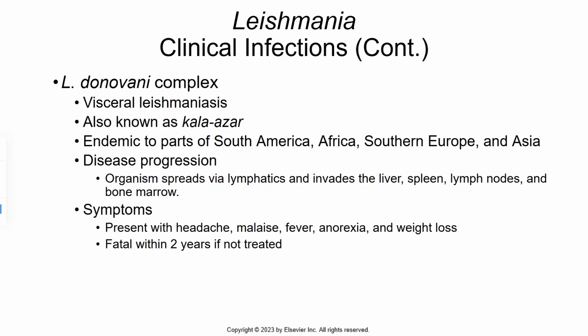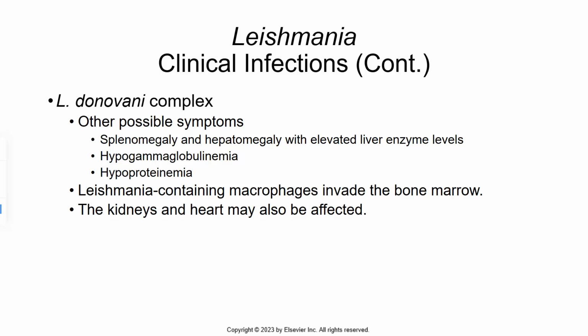Donovani causes visceral leishmaniasis, also known as Kala Azar, endemic to parts of South America, Africa, Southern Europe, and Asia. The organism spreads via the lymphatics and invades the liver, spleen, lymph nodes, and bone marrow. Symptoms present with headache, malaise, fever, anorexia, and weight loss. It is fatal within 2 years if not treated. Other possible symptoms are splenomegaly and hepatomegaly.